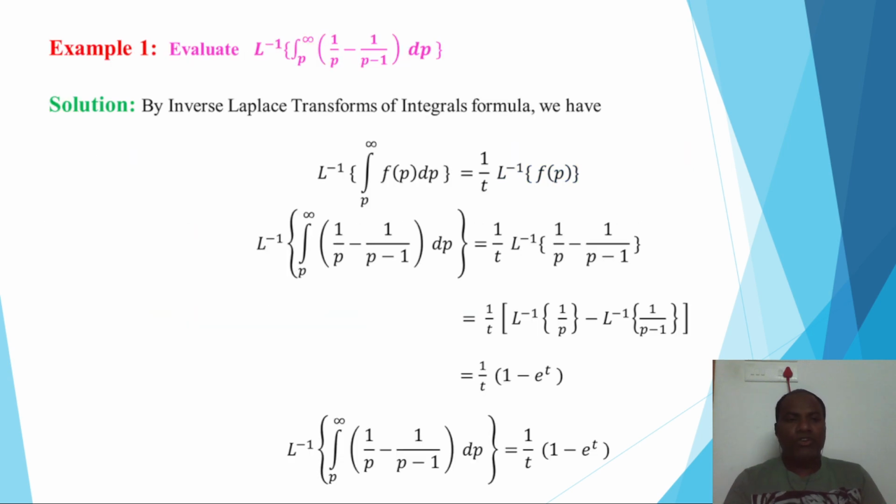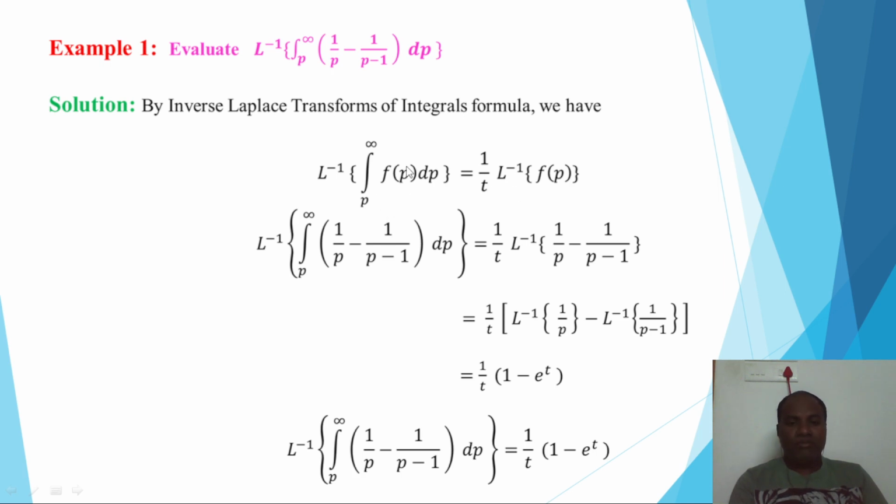Now we are going to explain one problem. One important example here. Evaluate L inverse of the integral from p to infinity of 1 by p minus 1 by p minus 1, dp. Okay, now we are going to solve this problem. By the inverse Laplace transforms of integral formula, we have, see, already we derived this formula: L inverse of the integral from p to infinity of f of p dp is equal to 1 by t into L inverse f of p.